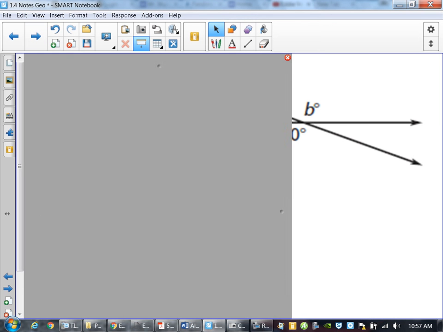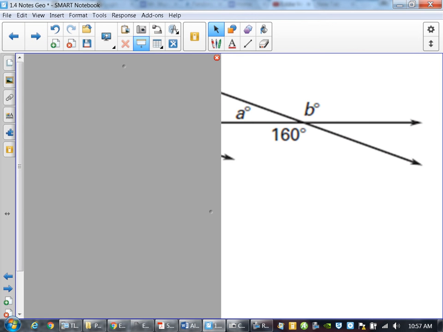When two lines intersect, how many angles are formed? 4. 4 of them. You have 2 on one side and 2 on the other. No matter what side you choose, what do these two angles here and here have to add up to equal? What do these two have to add up to equal? What do these two have to equal? What about those two? So, what is A?